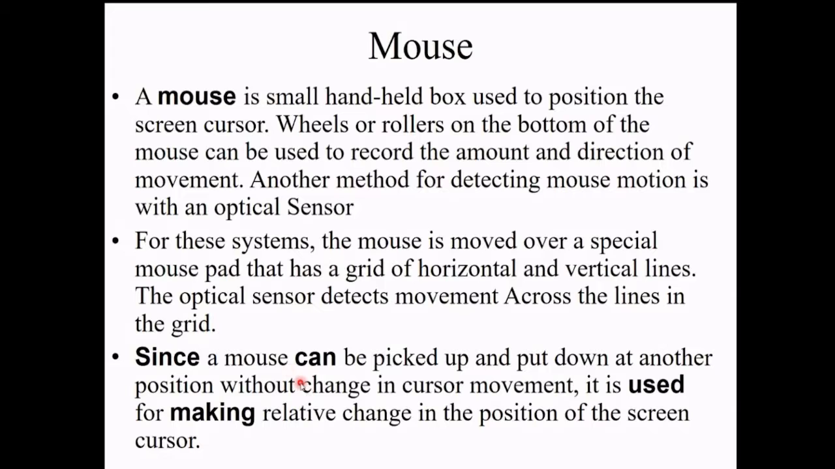Since a mouse can be picked up and put down without changing the position of the cursor, it makes it relative to use in any position of the screen cursor. So you don't have to worry about this. If you pick it up and put it down at some other position, the cursor would remain at the same position. So that is one very basic thing about the mouse.